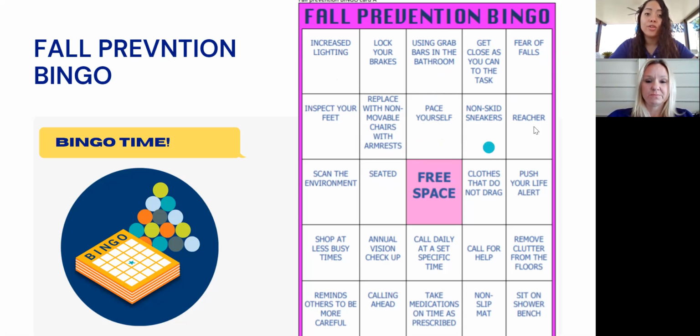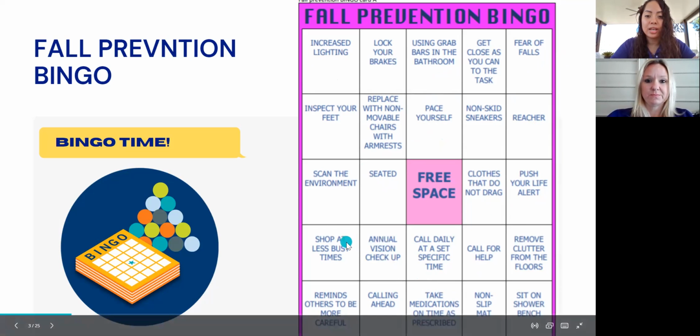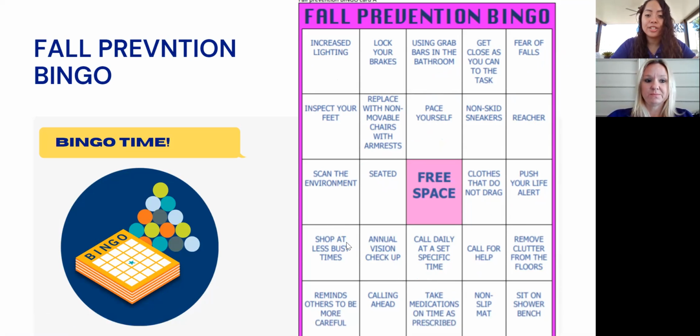Pacing oneself, using a reacher instead of a stepping stool, because that's another cause of individuals falling. Clothes that do not drag. Annual vision checkups, shopping at less busy times. So these are different types of strategies that one could take for fall prevention. Having these terms and words can help implant these certain contexts for the audience.